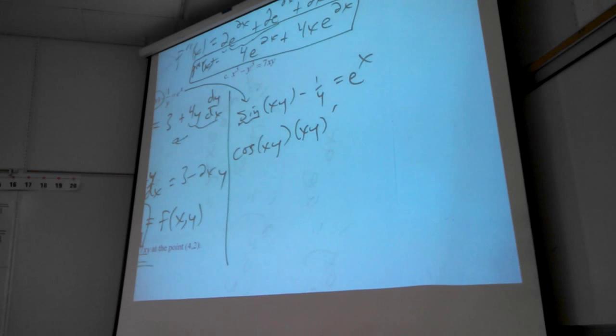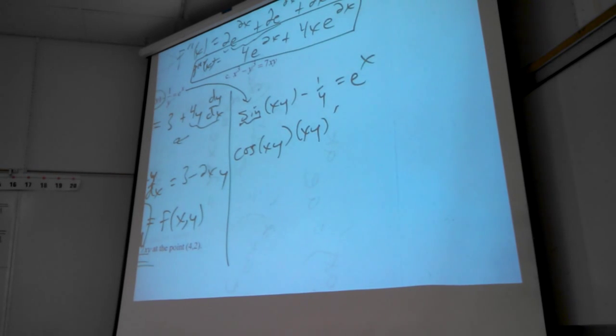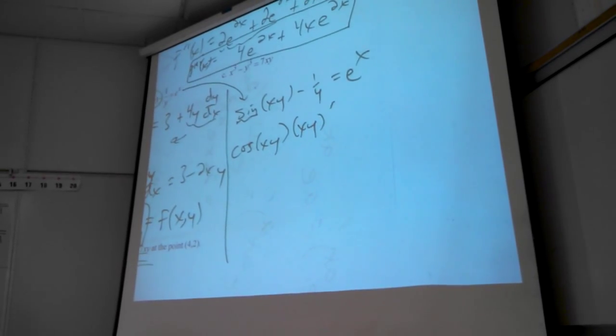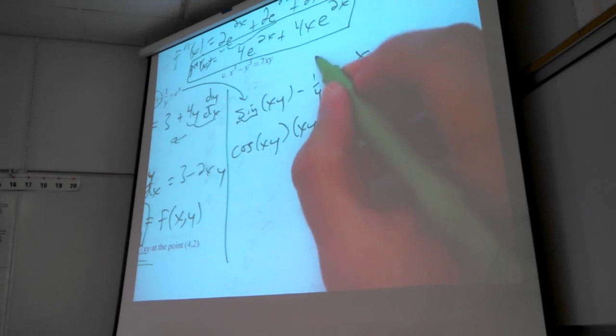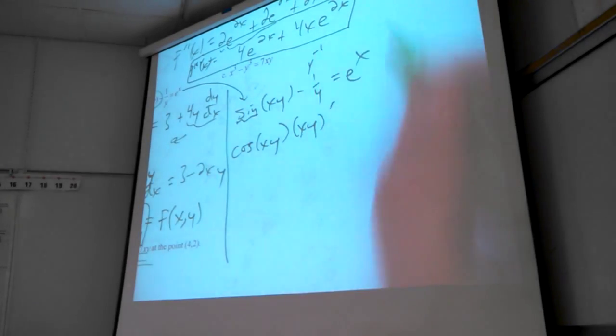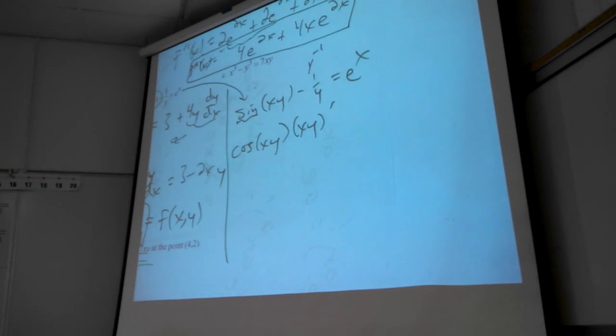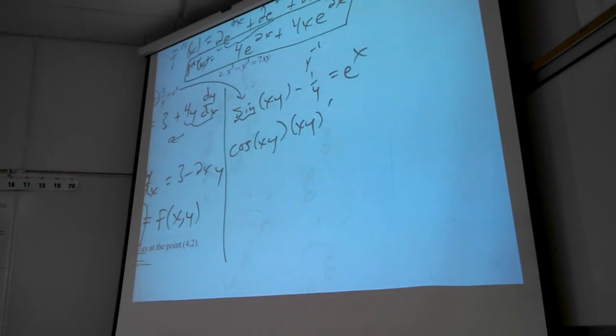How we doing? You alright? What's going on? I hate that next part, the product part. Alright. And then this I can write as y to the negative 1, right? So what's this got? This derivative? What happens?